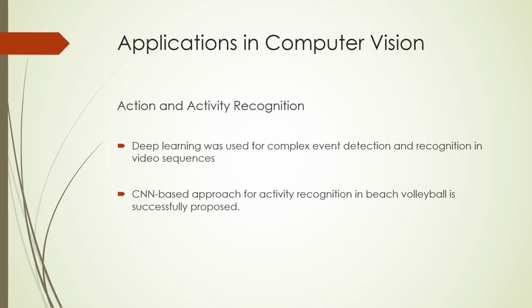And the next important one is action and activity recognition. Deep learning is now widely used to find the motions of people, like in a football match or any kind of volleyball match. They are able to find the motion activity of the person.